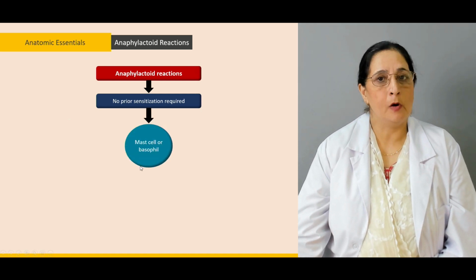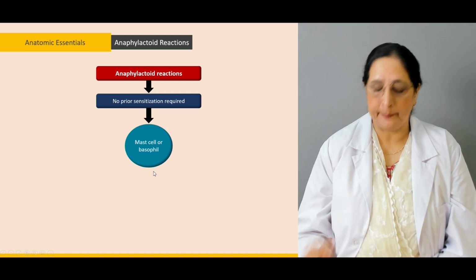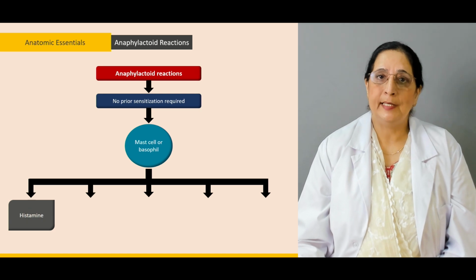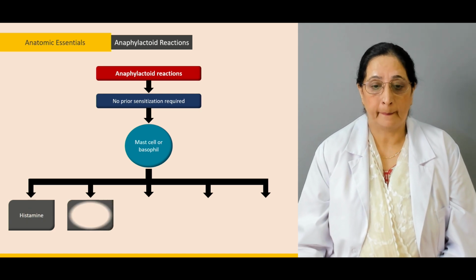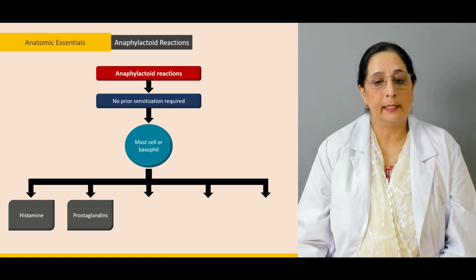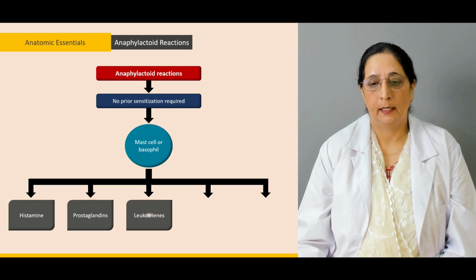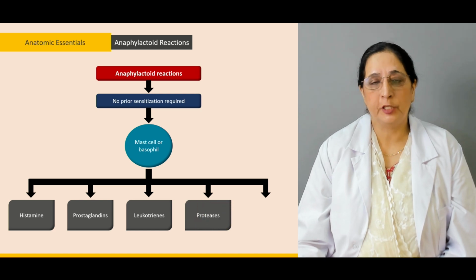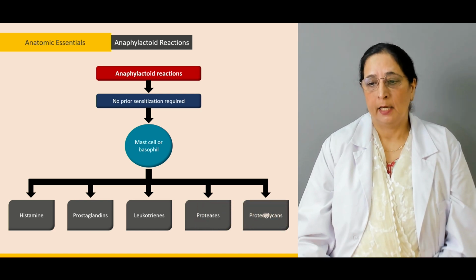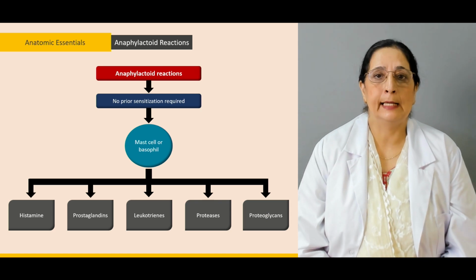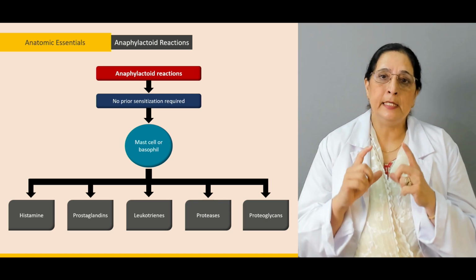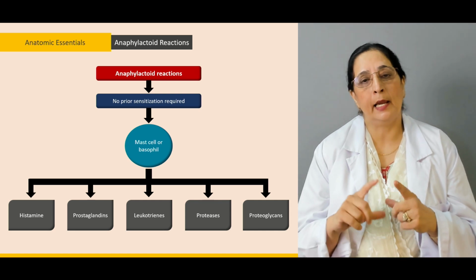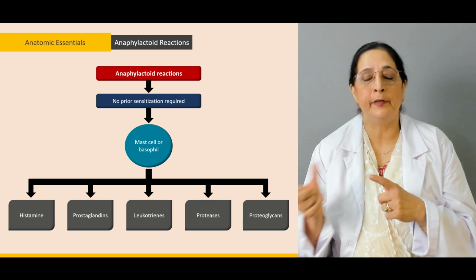Mast cells again, or basophils, the same cells, cause release of histamine, prostaglandins, leukotrienes, proteases, and we have proteoglycans. So the main difference, remember, between anaphylactic reaction and anaphylactoid reaction.